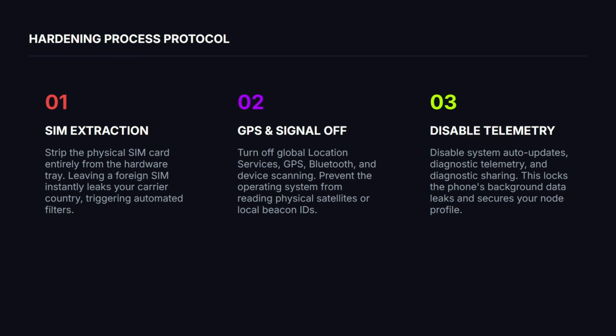And finally, Step 3. Disable background telemetry. Shut off auto updates, diagnostic reports, and system log sharing. This keeps your phone quiet, stops background data leaks, and secures your node profile.